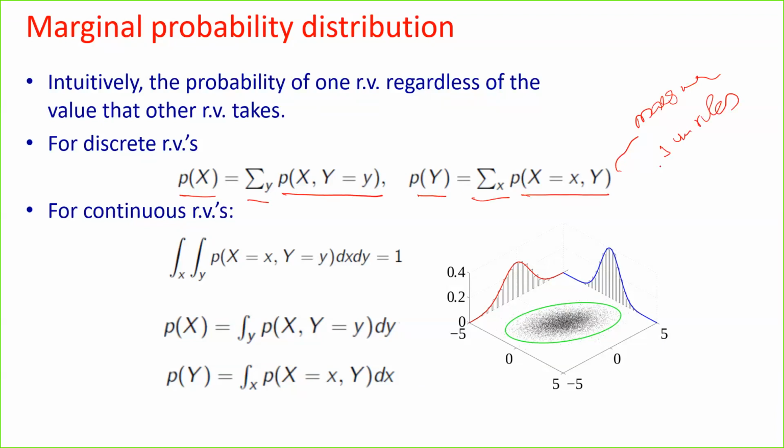Do you remember this? This is for the discrete case. What is it for the continuous case? Here we have a sum over, here we have an integral over. Probability of x is the integral over y of probability of x comma y dy. Similarly, probability of y is the integral over x of probability of x comma y dx. So what does it mean? You just changed sum to integral because it's a continuous case, but we have to understand the intuition behind it.